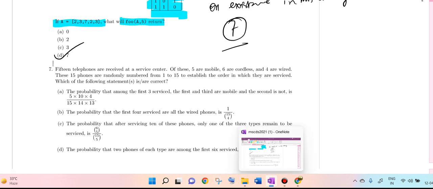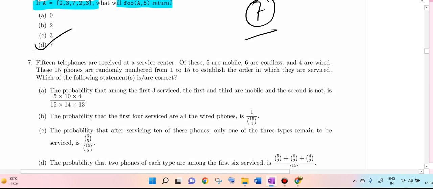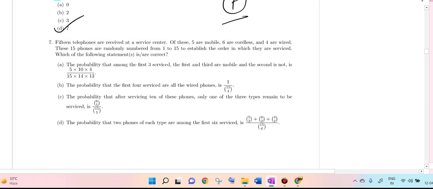Next, 15 telephones are received at a service center. Of these, 5 are mobile, 6 are cordless, 4 are wired. The 15 telephones are randomly numbered, say 1 to 15, established in the order in which they are serviced. Which of the following is or are correct? Option A: among the first 3 serviced, the first and the third are mobile and the second is not, is the 5 cases, and this is 1 to 15, 10, so this is correct.